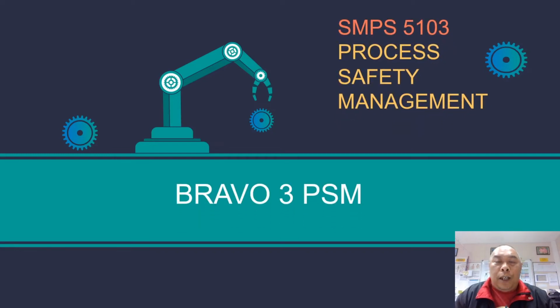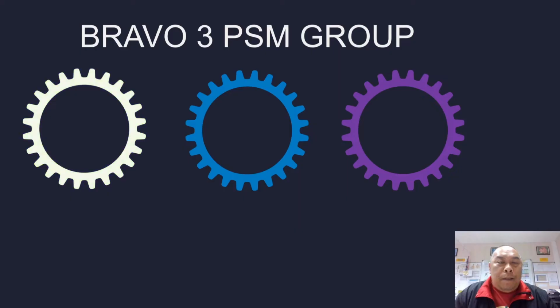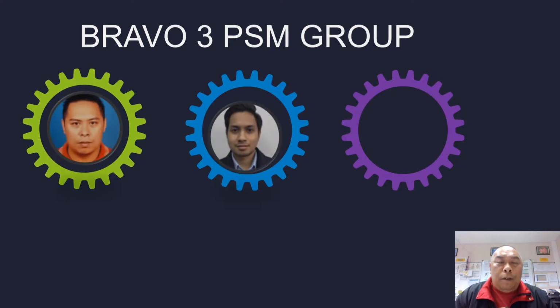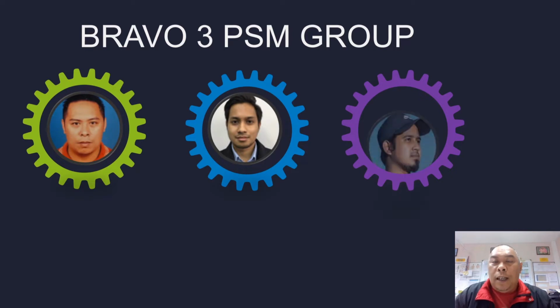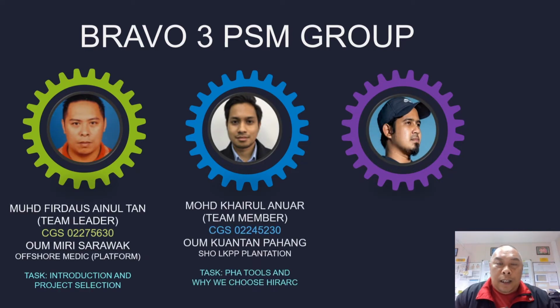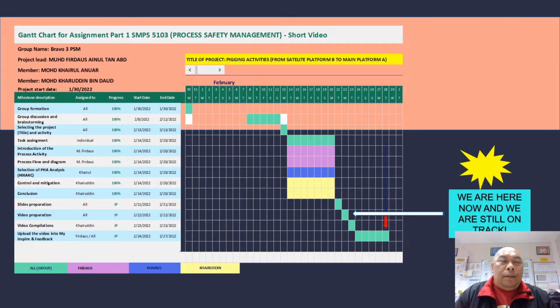We are from Bravo 3 PSM Groups. My name is Muhammad Firdaus Ainutan Abdullah. Along with me, I have another two friends, Muhammad Khairul Anwar and Muhammad Khairuddin. They have been assigned their own tasks in this activity. Let us see our Gantt chart.